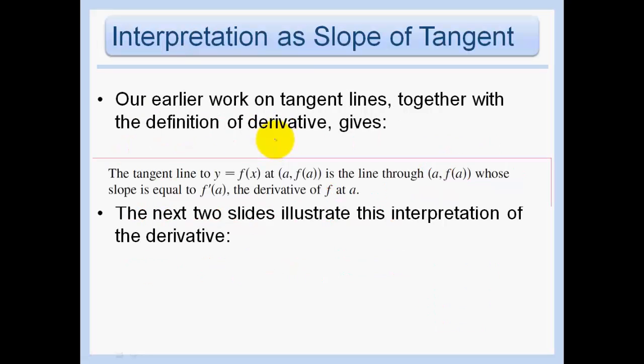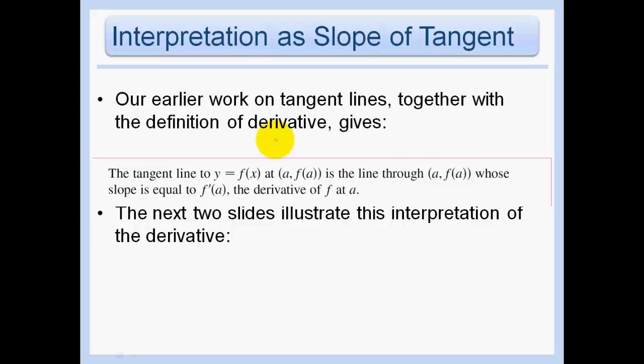So our earlier work on tangent lines together with the definition of derivatives gives us that the tangent line to y equals f of x at some point a, f of a is a line through a, f of a whose slope is equal to f prime of a, the derivative of f at a. Just saying that the slope of the tangent line is f prime of a.